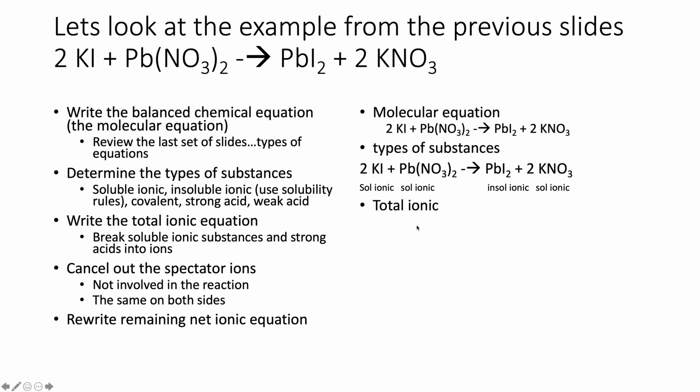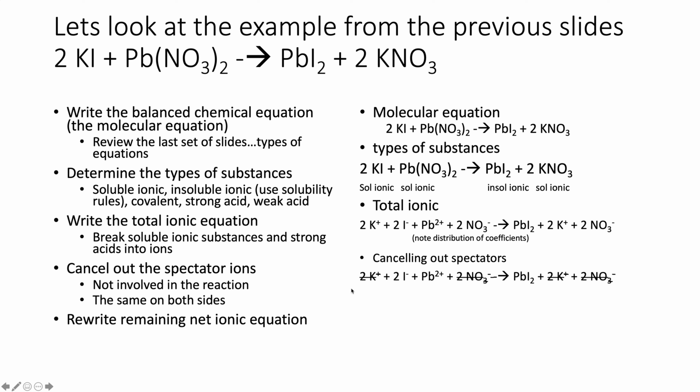Now putting this together, the total ionic equation is going to look like this. The potassium iodide, as we said, notice that since there's a 2 here, we distribute it through. Since there's a 2 here, we distribute that through as well. Now, spectator ions are things that are the same on both sides. You can see the potassium and the nitrate are exactly the same on both sides. If we just cancel them out, the net ionic equation is just what we get if we rewrite it without these spectators. There you go. So those are the steps. All right, let's go to another one.